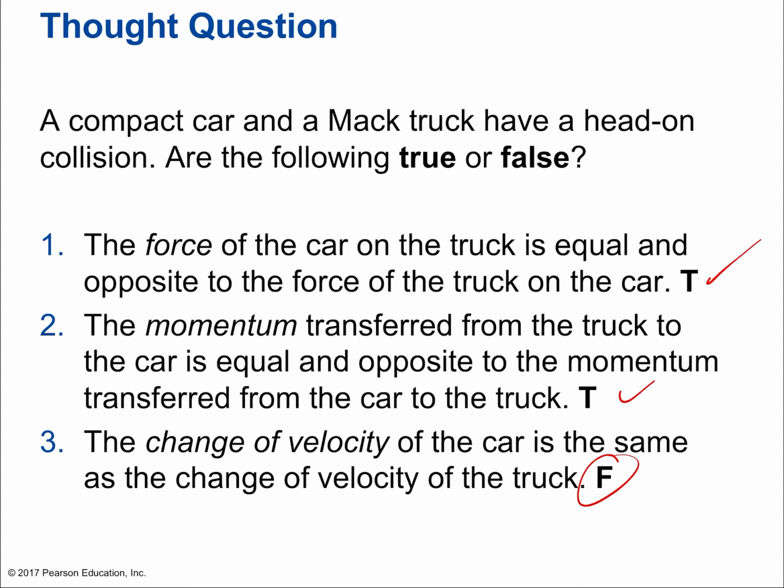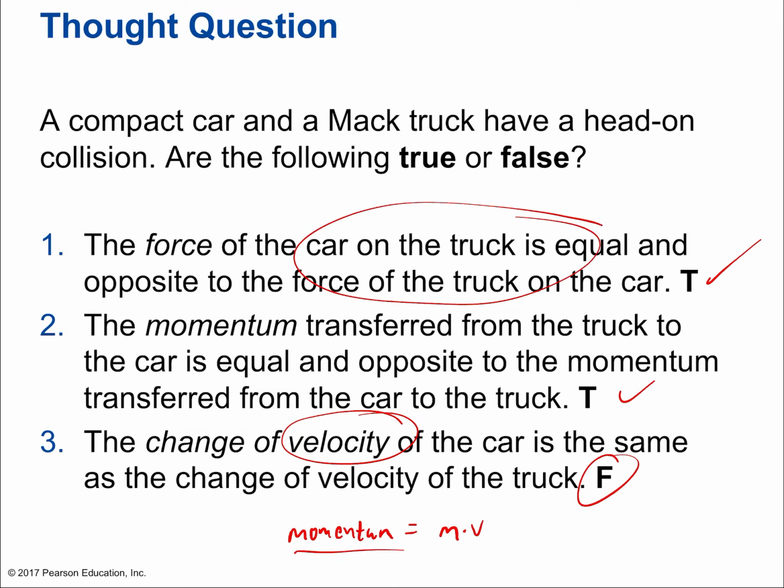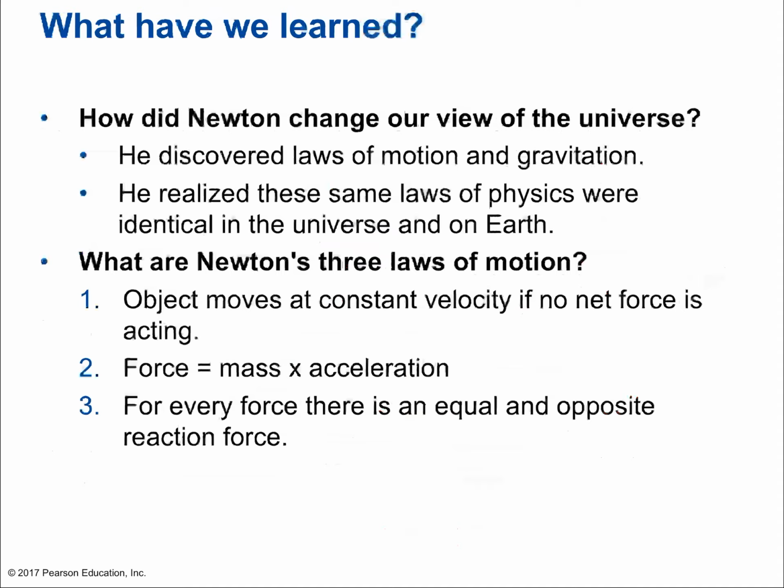How is that? That's because momentum is always conserved, the forces are always equal and opposite, but velocity is definitely not conserved. Because momentum is mass times velocity. So it's entirely possible for momentum to be conserved, for forces to be equal and opposite, but if the masses are different, the velocities will also be different. And that's very important. All right? So, in summary, we've seen the 3 laws of motion, all right?